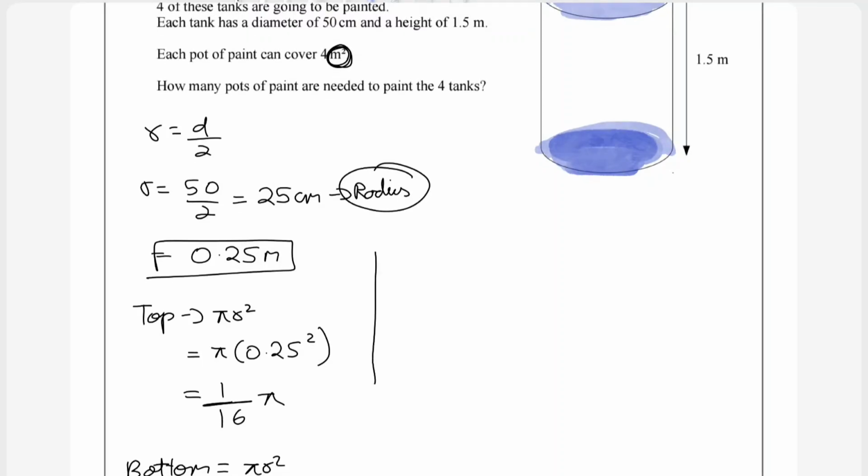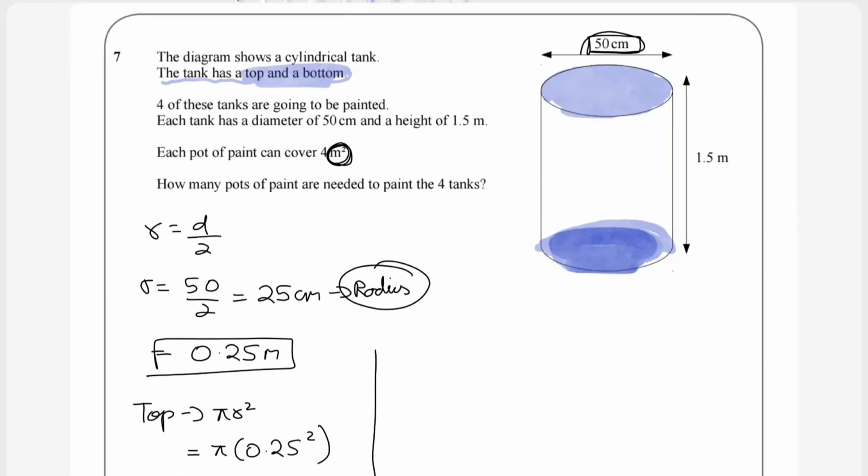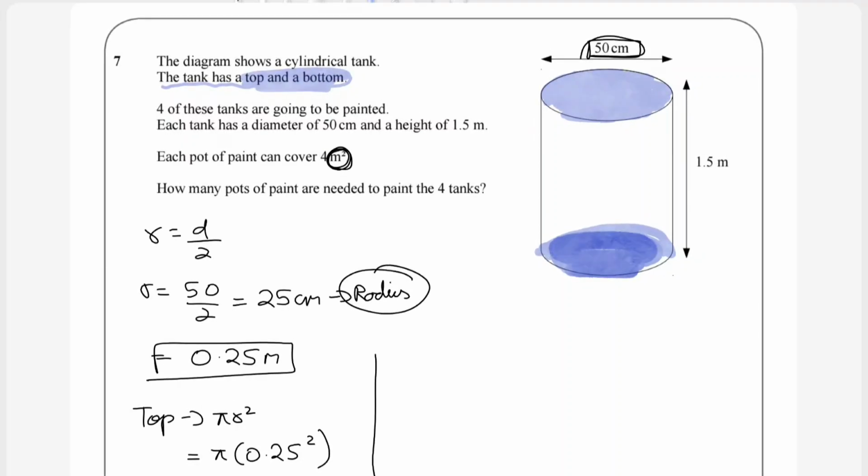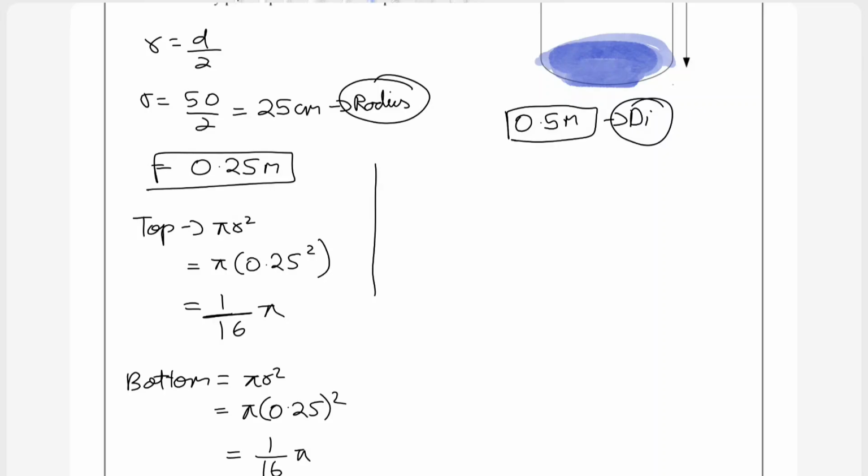If you write it down, for our curved surface area we have to find the circumference. For circumference it's pi d. Since it's 50 centimeter, if we change it, 50 centimeter becomes 0.5 meter, which is the diameter here. So to calculate the curved surface area, it's pi times 0.5 times 1.5, which gives me 3 over 4 pi.